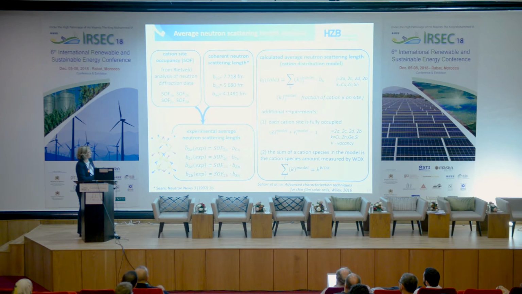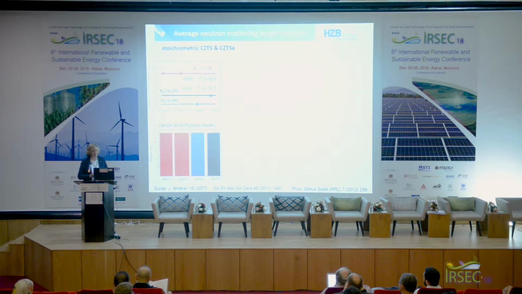And of course, we have to take care of 2 additional requirements. We assume that each cation site is fully occupied, so we also include vacancies in this model. And also, the sum of the cations which are distributed on the cation sites has to be what we measured by WDX. Of course, we cannot distribute more than we have, and everything we have measured should be distributed. So in that way, we compare this experimental and calculated average neutron scattering length of the cation sites.